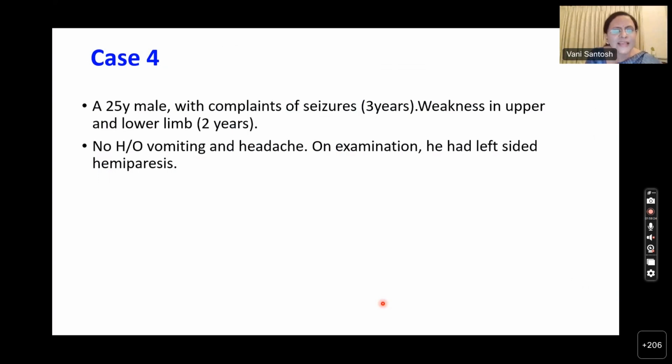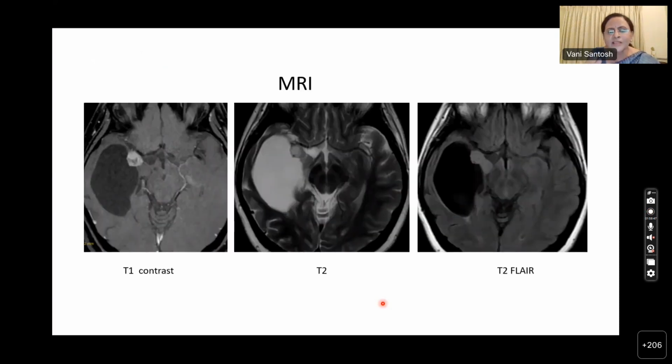The next case is a 25-year-old male with complaints of seizures for 3 years. That is long duration. Weakness of the right upper and lower limb. This is also of long duration. There are no features of raised intracranial pressure, no headache or vomiting, and the patient had left-sided hemiparesis. So there is some sort of a right-sided lesion. And Kajari, can you describe this a little bit more quickly?